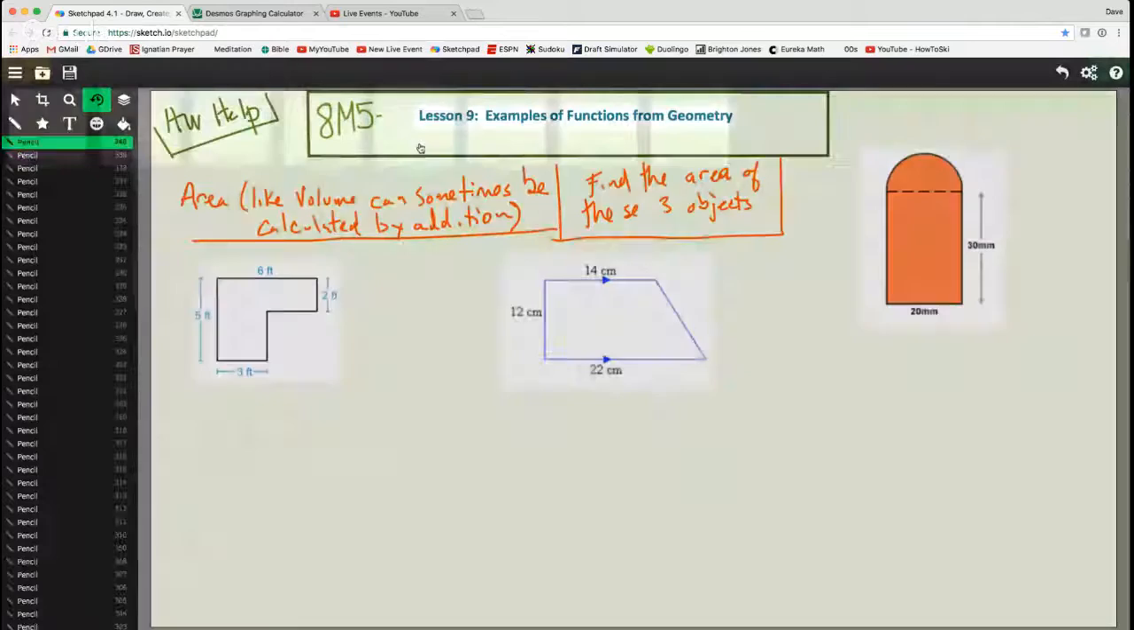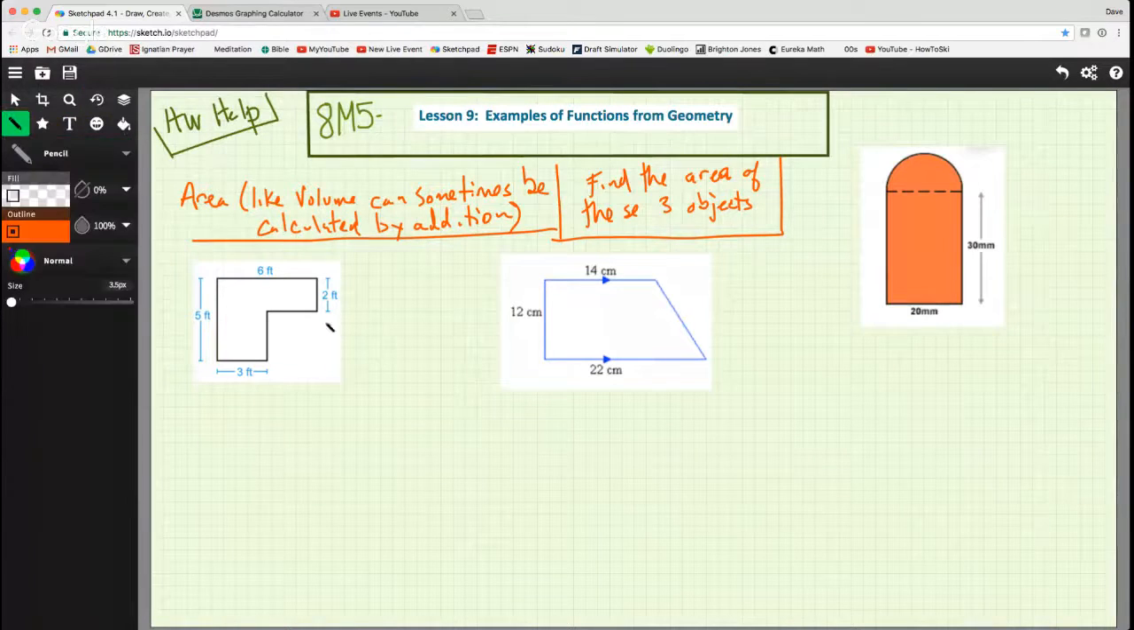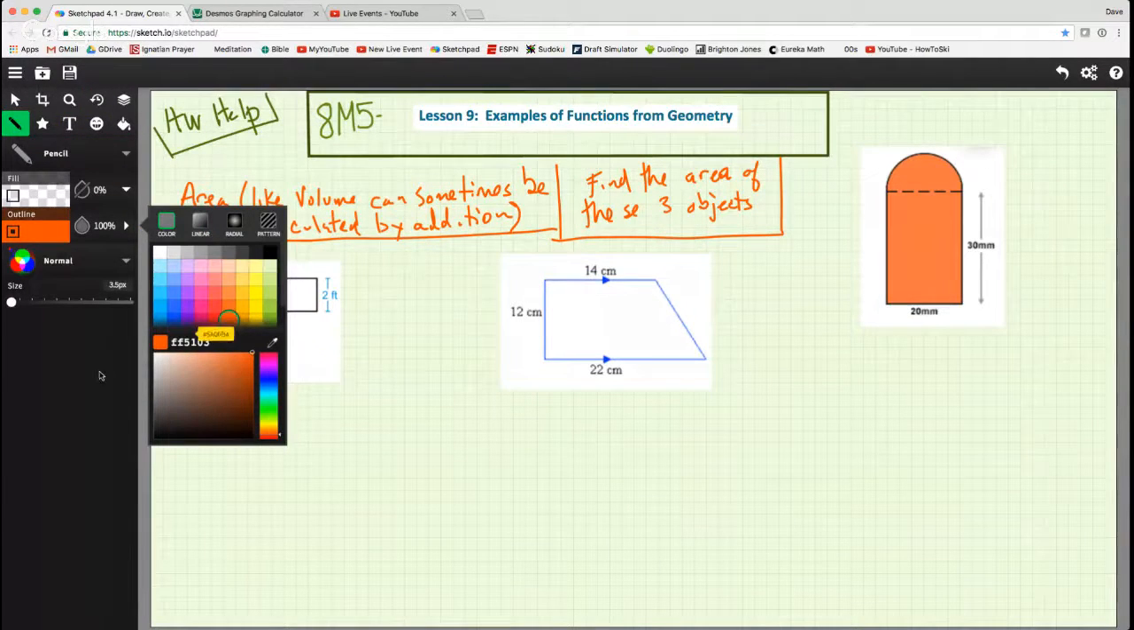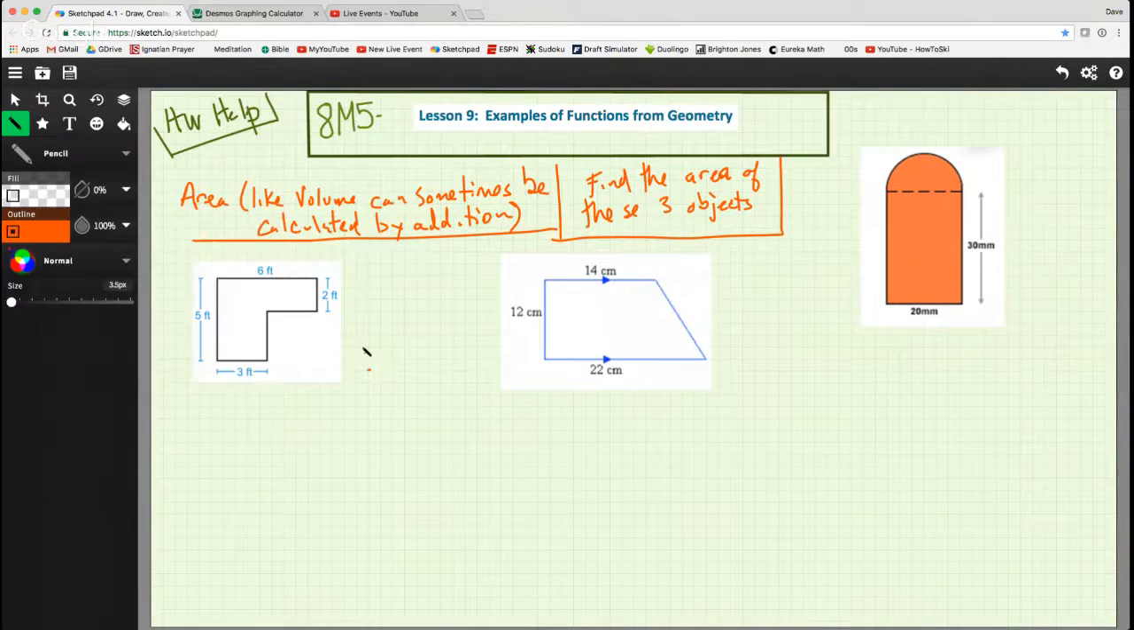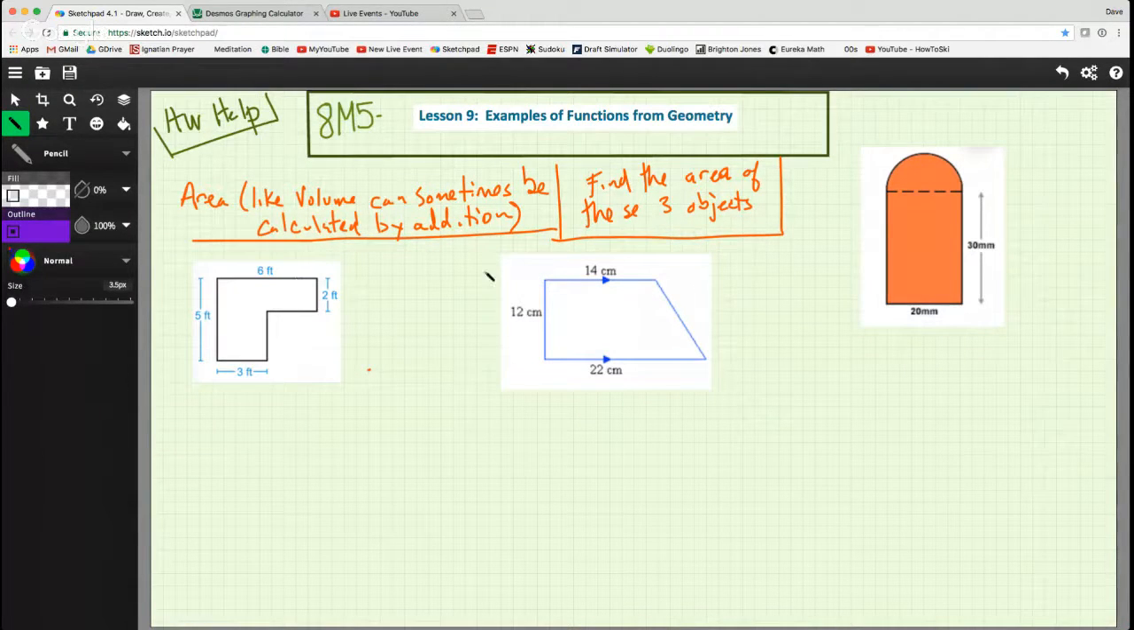All right, let's go back to area. So area is a little bit easier to think about for some people. So let's do this one. There we go. All right, so we got 3 problems. Find the area of these 3 objects. So the key thing here is going to be to cut these objects into simple rectangles, triangles, and semicircles.